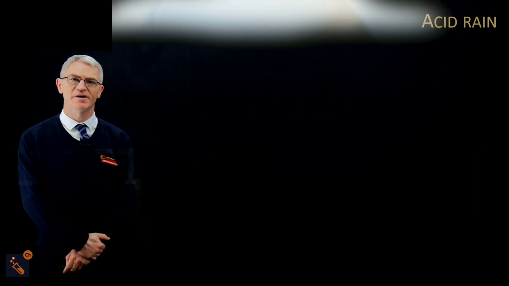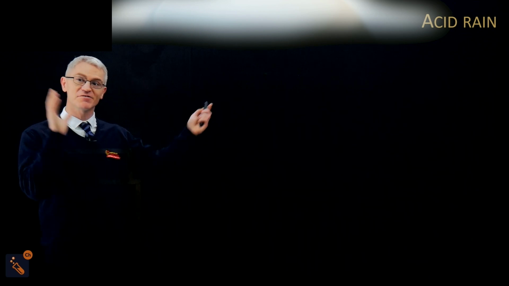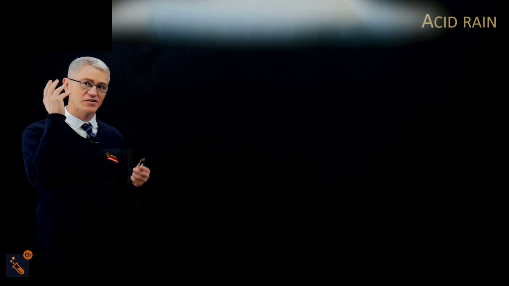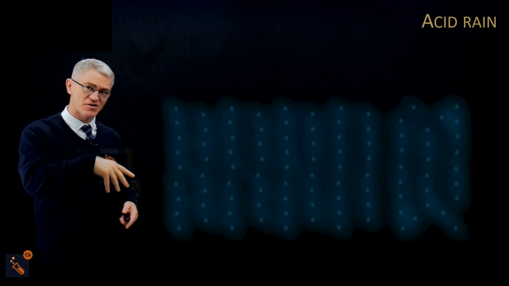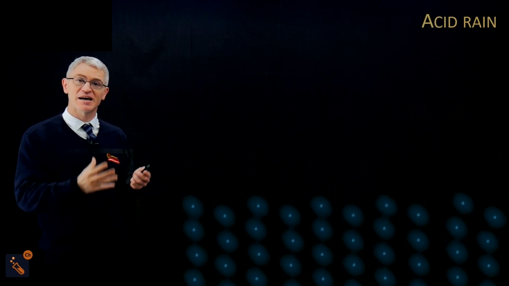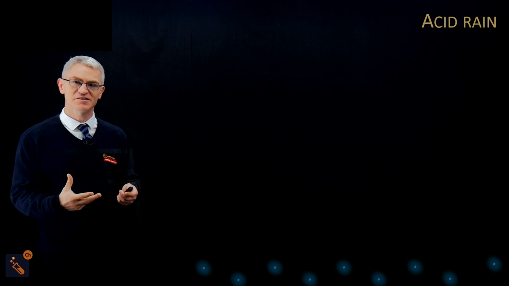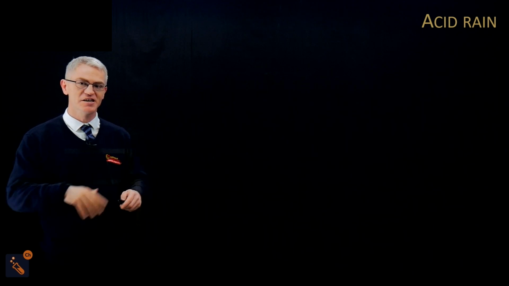We're now going to move on to talk about acid rain. We've got a beautiful cloud up here right now which is going to rain on us. Okay, and you can see that rain coming down, and as it comes down it can turn into acid rain. So how can it turn into acid rain?